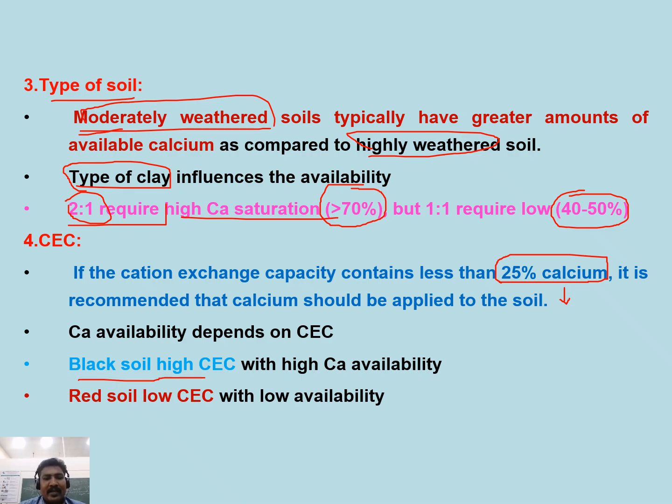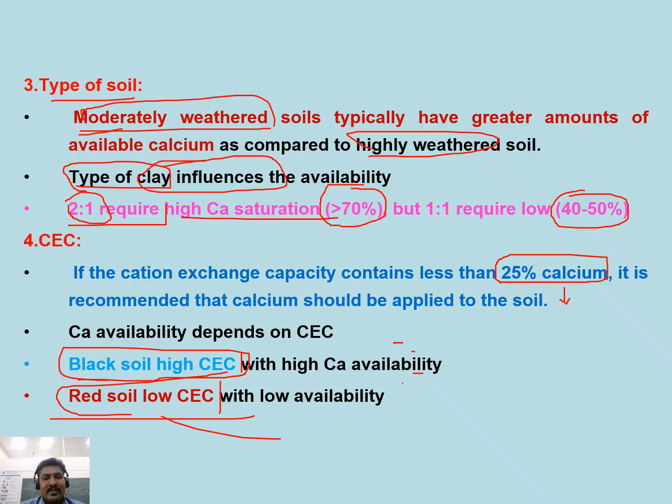Black soil has the highest CEC, which is what I am saying: clay influences the availability. Black soil generally has more clay. Since it has high negative charges, it can easily hold positive charges such as calcium. The red soil has low CEC. Red soil has the lowest amount of clay compared with black soil, so it also has lower availability. So black soil has more availability, and red soil has low availability of calcium.